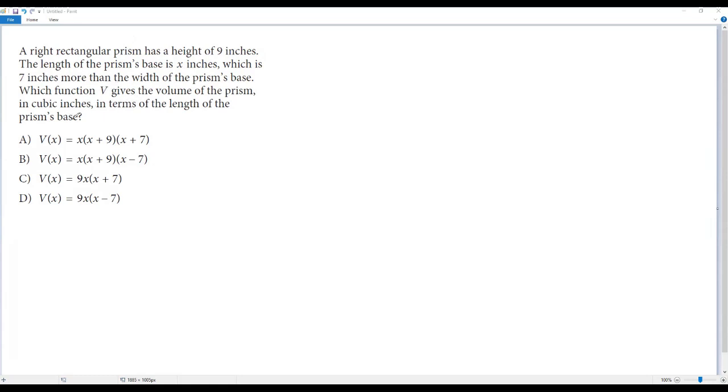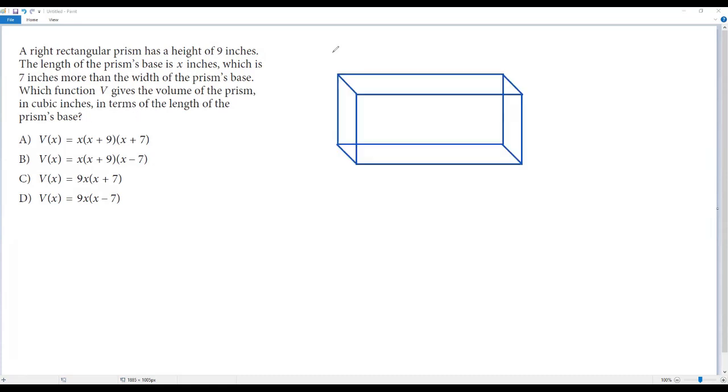Okay, first let me draw a rectangular prism. Here we have a rectangular prism, and this is the base of the prism, and we can consider this one as the length of the base and this one as the width of the base, and this is the height of the prism. According to the given information, the length of the prism's base is x inches, so this is x, and the width of the base can be assumed as w, and the height of the prism is given over here, that is 9 inches. Okay, let me write 9 over here.